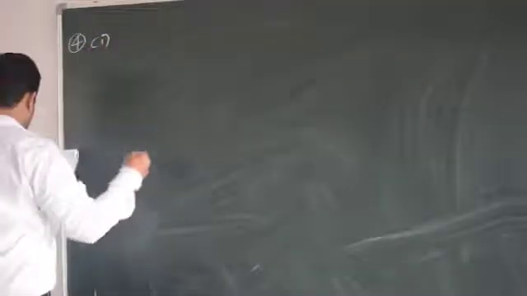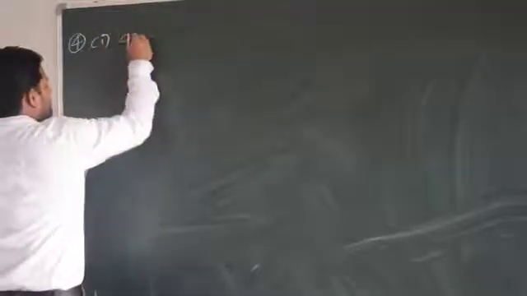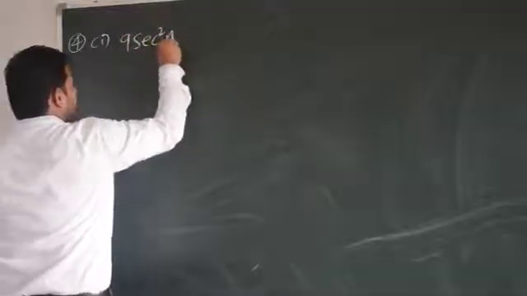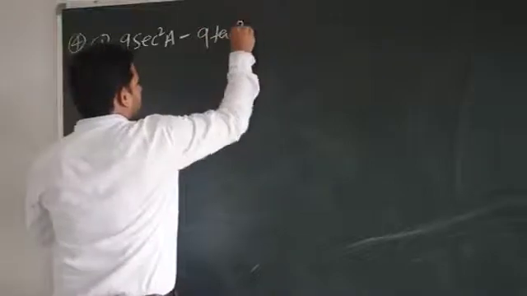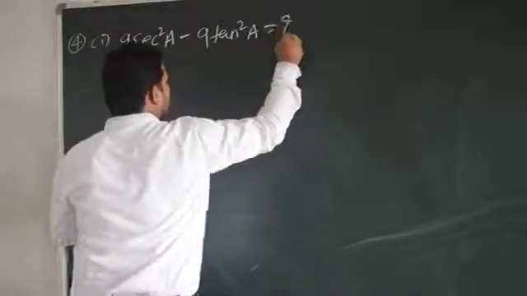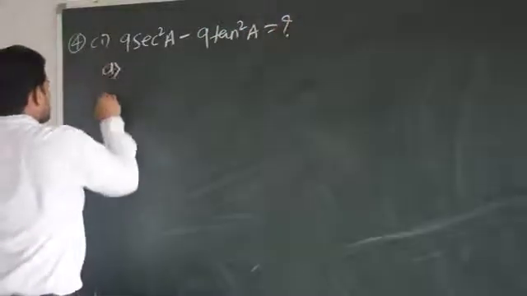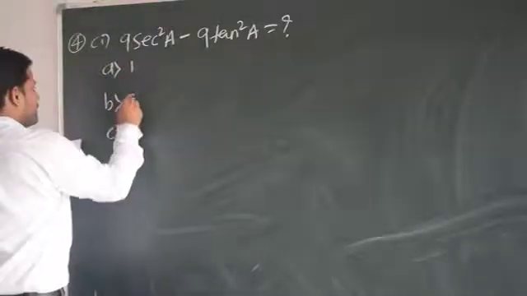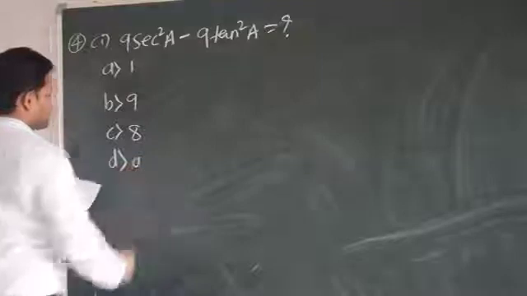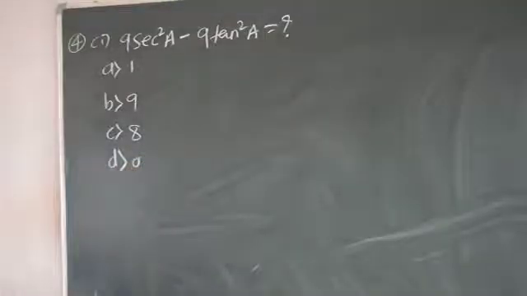Okay. Now fourth question, fourth main, in that first one. What is that? 9 secant square A minus 9 tan square A is equal to question mark. And they have given you 4 options A, B, C, D. So they are 1, 9, 8, 0. Try to solve it and let us get the answer.